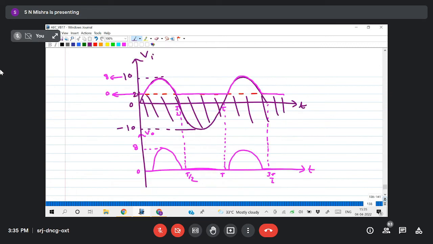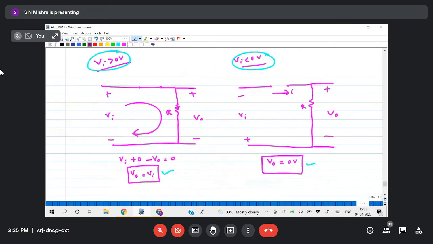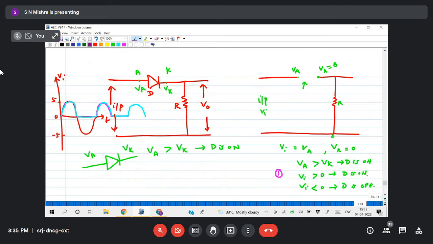Now if I take the same thing, the previous example, as a practical diode, suppose I take a silicon diode here. What is my condition? Instead of 0, it should be 0.7. Here also 0.7, more than 0.7 or less than 0.7. To turn on the silicon diode, I require 0.7. So instead of 0, it should be more than 0.7 or less than 0.7.